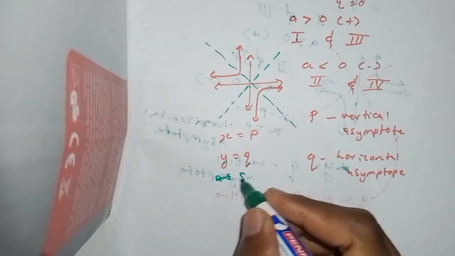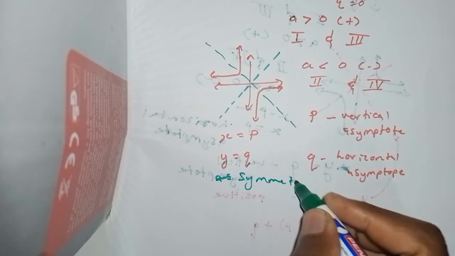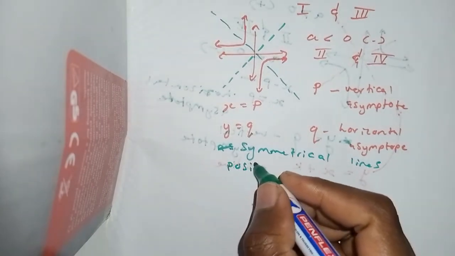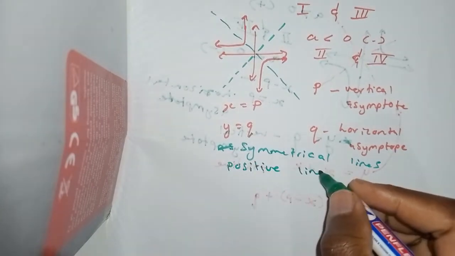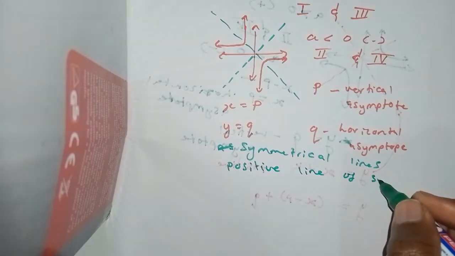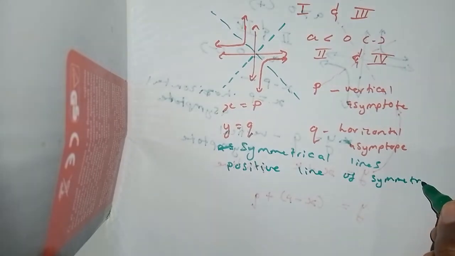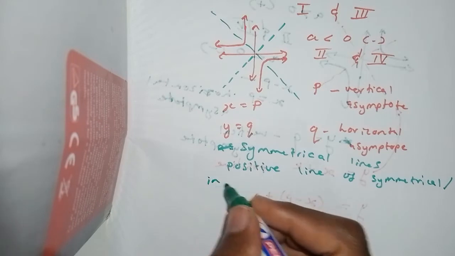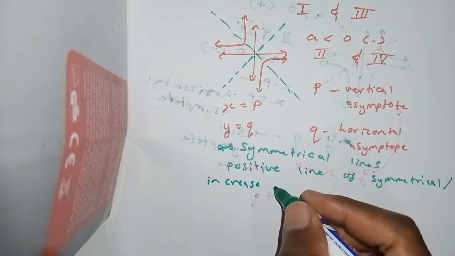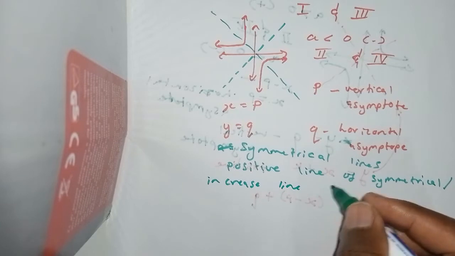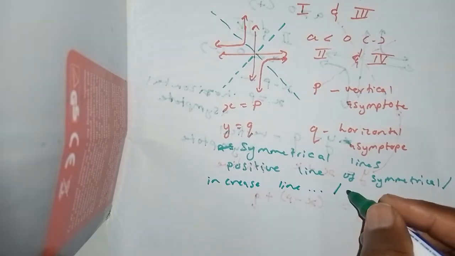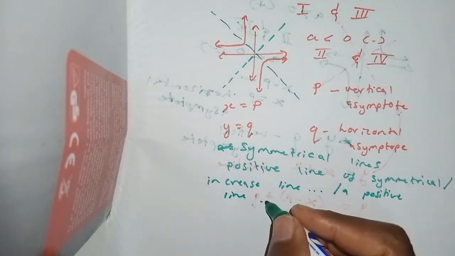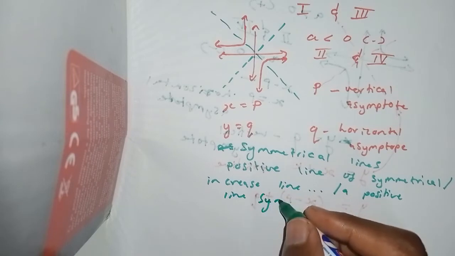Okay, now we are talking about lines of symmetry, symmetrical lines. We have a positive line of symmetry, which is also called an increasing line of symmetry, or a positive gradient line of symmetry. Let me not be lazy, let me just write it.